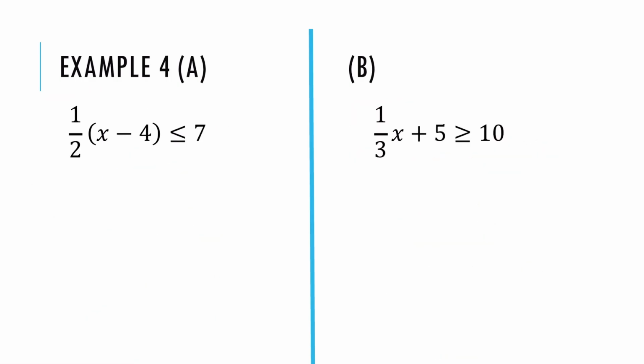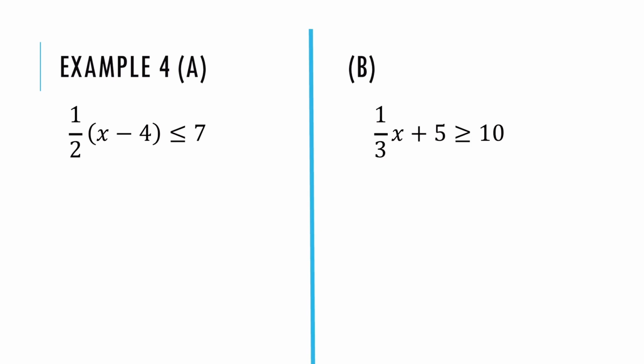Okay, in example 4, we're not looking at examples where we need to divide throughout by a negative. I just wanted to throw in some of these tricky fraction questions. So remember when we were solving equations that involve fractions, we multiplied throughout by the denominator so that we could get rid of the fraction that is on the bottom, okay?